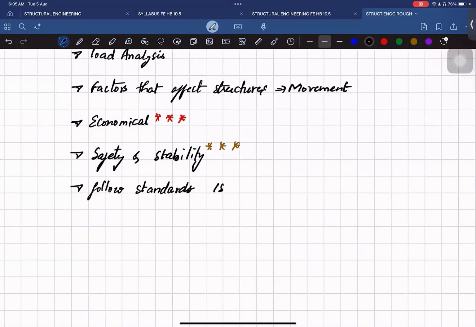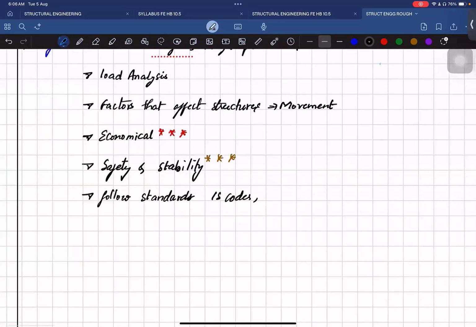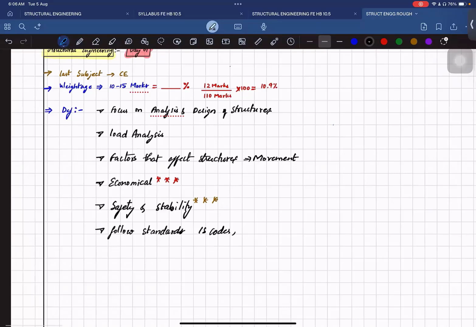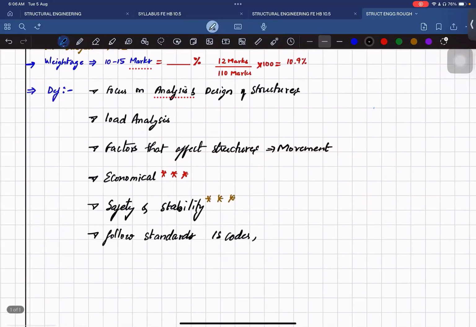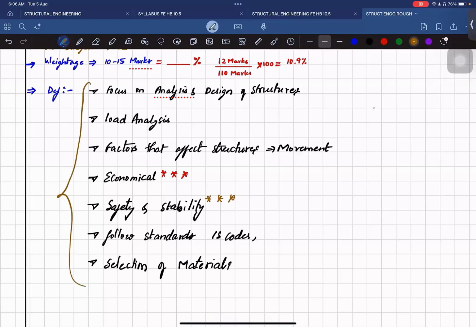Like in India, we have IS codes like 456, 800, and so on. There we have American standards. So we'll see what are the standards involved in the US and what to follow. You also mentioned the selection of materials. Perfect, the selection of the material type, whether it has to be concrete, steel, or fiber reinforced concrete, and so on. Does anyone want to say something else? We have got plenty of points about structural engineering.